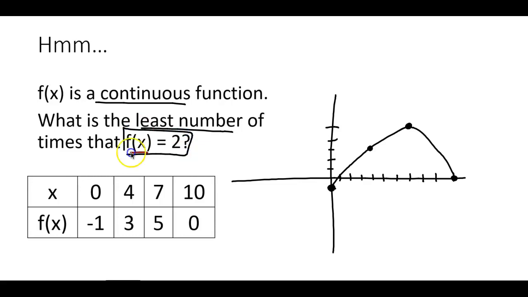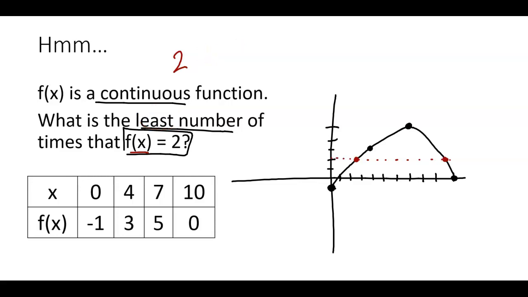Well, f of x is a y value. I could see two places where the y value is 2, maybe right about here, and also right about here. All of those are at that height of y equals 2. So I would say a good answer to this is 2 times. But you notice that I said what's the least number of times? That's because I could connect these dots in a slightly different way that will give me more answers.